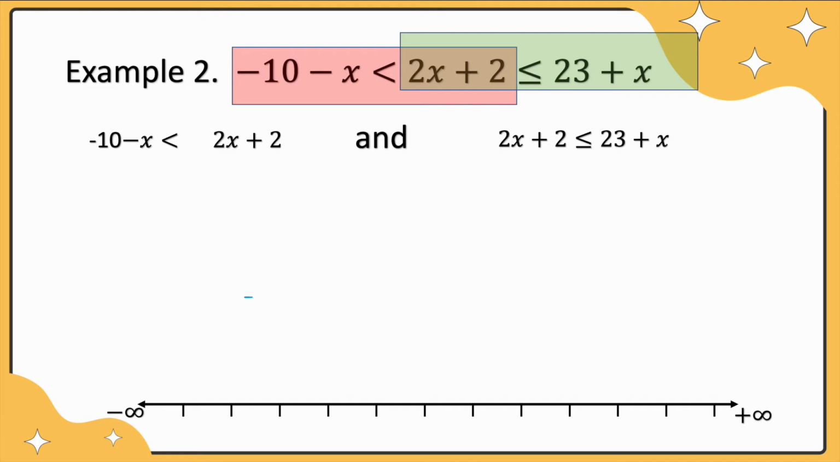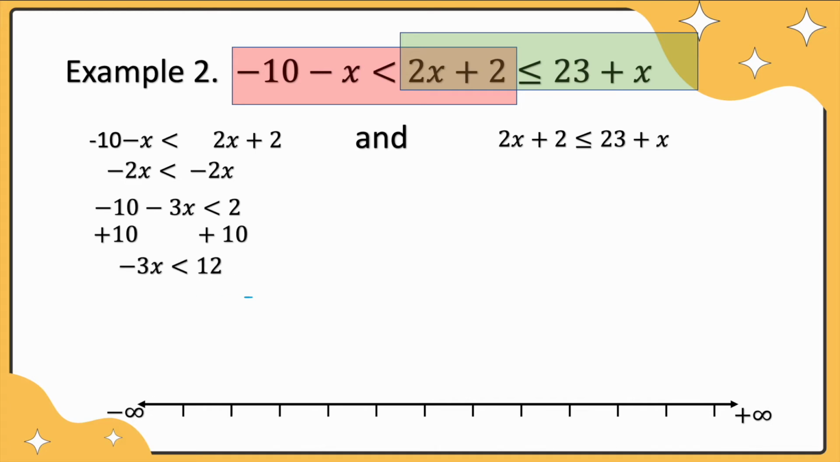So now let's solve the first part. First, let's bring all the x terms to the left side of the inequality. For that, let's eliminate the x term on the right side by adding negative 2x on both the sides. So we get negative 10 minus 3x less than 2. Now let's isolate the x term on the left by adding plus 10 on both the sides. So now we have negative 3x less than 12.